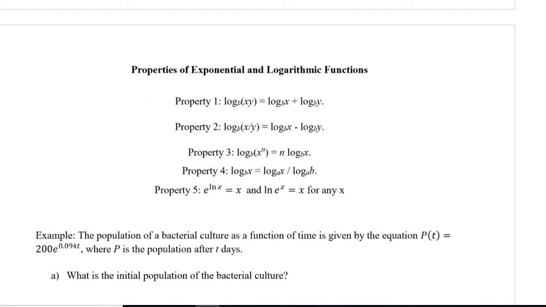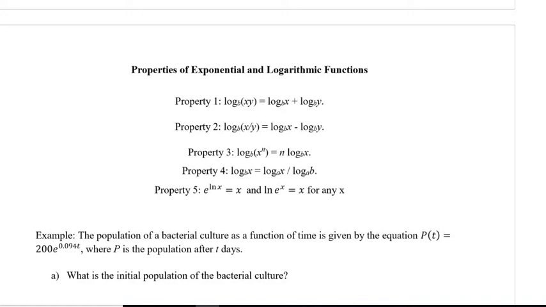Property 2 says that if those two things are divided, it works the same way, except instead of addition, we get subtraction. So this time, we separate them into their logarithms, but we subtract instead of add. So same as rule 1, but just that one little difference, subtracting instead of adding. For property 3, it says that if whatever we have inside the logarithm is raised to an exponent, we can actually just move it out the front and it ends up like that. So it's going to be n times the log base b of x.